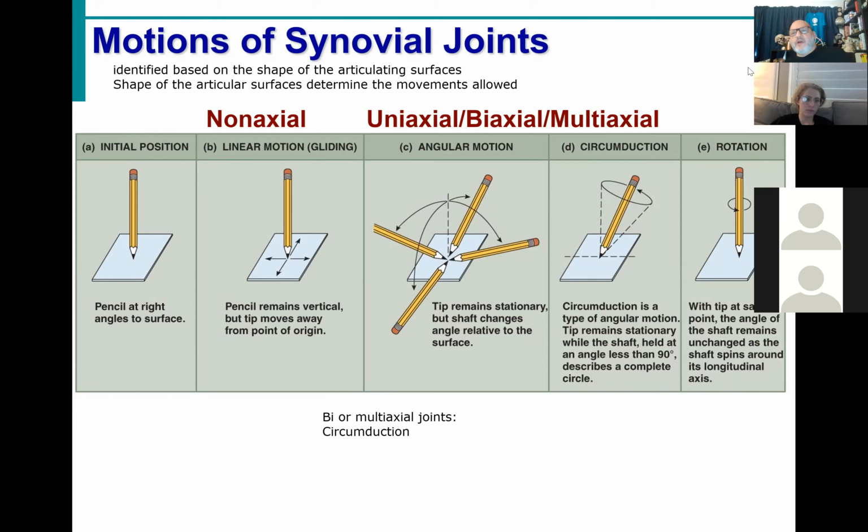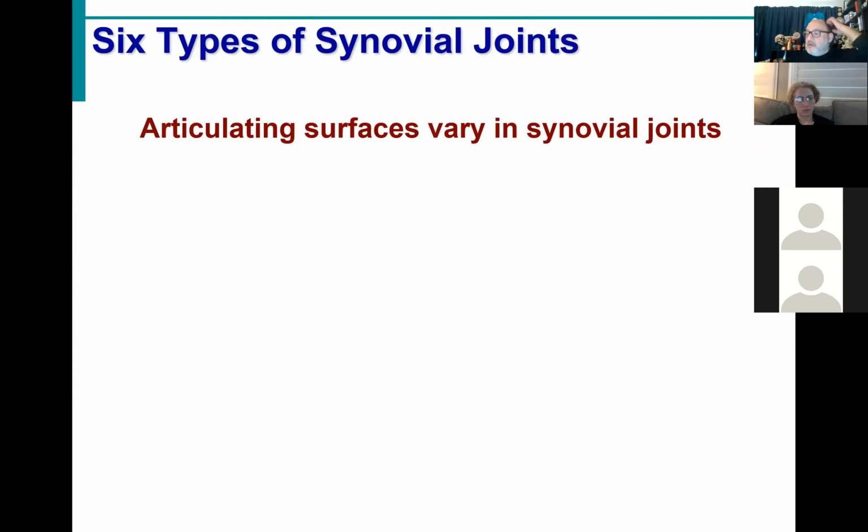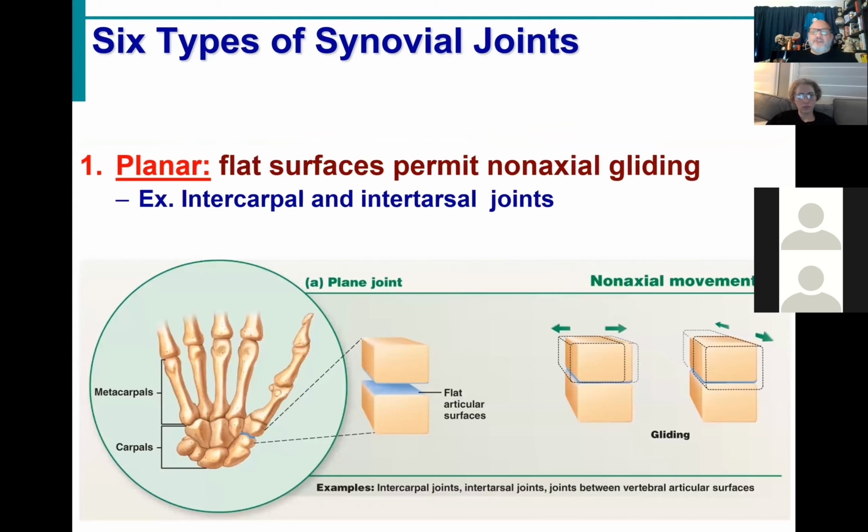All right, let's work our way through the specific types of synovial joints then. So again, we name them based on their articular surfaces. And like we talked about, their articular surfaces are going to determine the movements they allow. The first of our specific types of synovial joints are what are known as planar joints. Notice with planar joints, you have two flat surfaces that sit against each other, and they allow that non-axial gliding to take place.